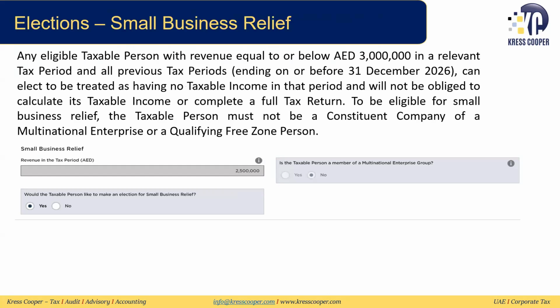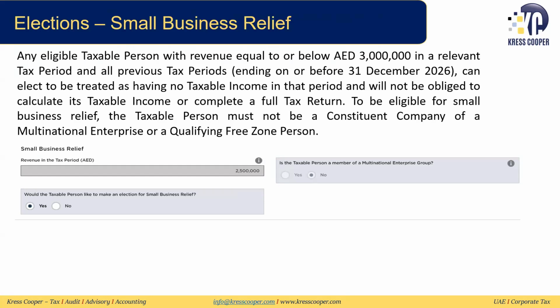Then the next election would be for the small business relief. Like we discussed before, it was asking about how much the revenue is for the tax period. So this here will get auto-populated. And then it will ask if it is a member of a Multinational Enterprise Group. This will also be flowing through from the taxpayer detail where you had filled this out before. That is why, if you see, it is grayed out over here.